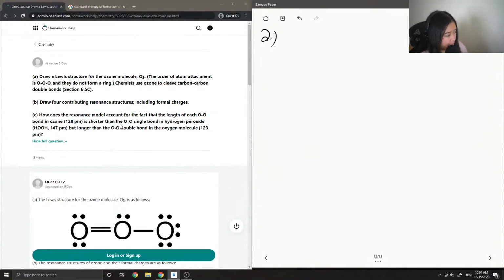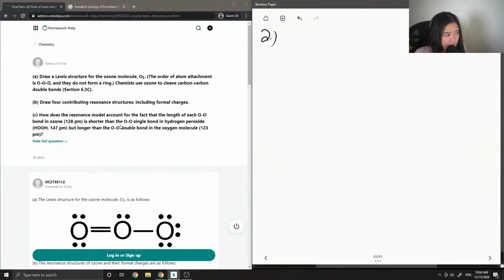Part C, how does the resonance model account for the fact that the length of each oxygen-oxygen bond in ozone, which is 128 picometers, is shorter than the oxygen-oxygen single bond in hydrogen peroxide, which is 147 picometers, but longer than the oxygen-oxygen double bond in the oxygen molecule, 123 picometers.